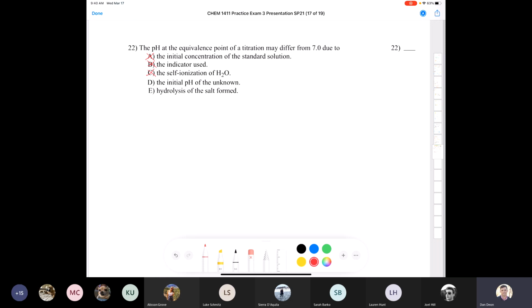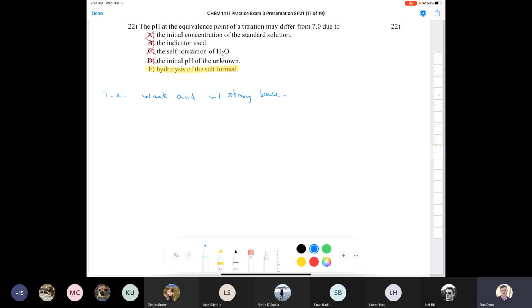The initial pH of the unknown, again, we're talking about a titration, which is going to involve a reaction. And so the initial pH of something isn't going to affect anything after the titration is complete. But the hydrolysis of the salt formed will affect the pH. Okay? And if you're like, I'm not sure what you mean by that, Mr. Dion, what if you had, for example, the titration of a weak acid with a strong base? Why is the pH not 7 when I titrate a weak acid with a strong base?